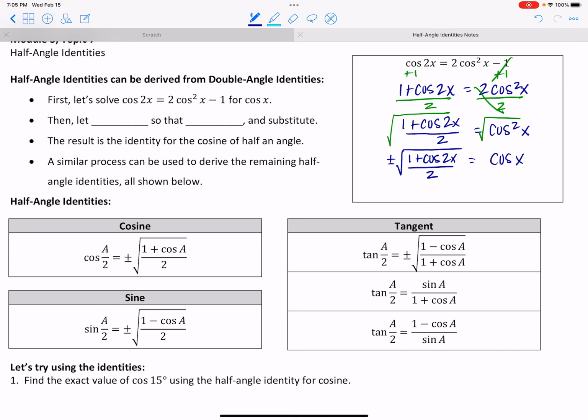Now, if you're comparing what we have over here for the cosine of our half angle to what we have here, those look pretty close, but they're not exactly the same, because this isn't half of an angle, this is twice an angle. So from this step, after we solve, we're going to use a little bit of substitution to make this look like our formula.